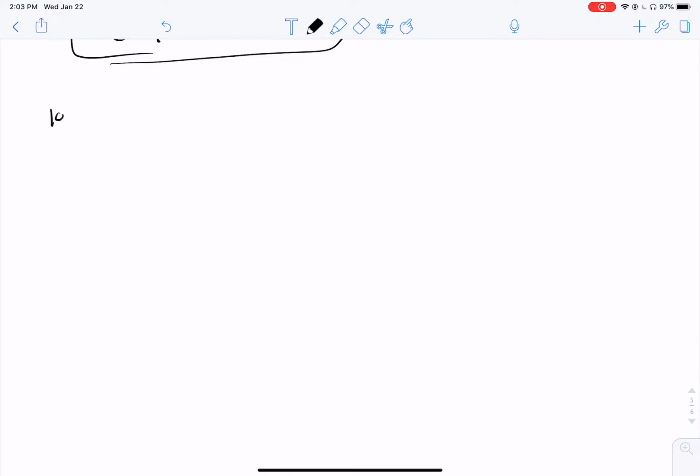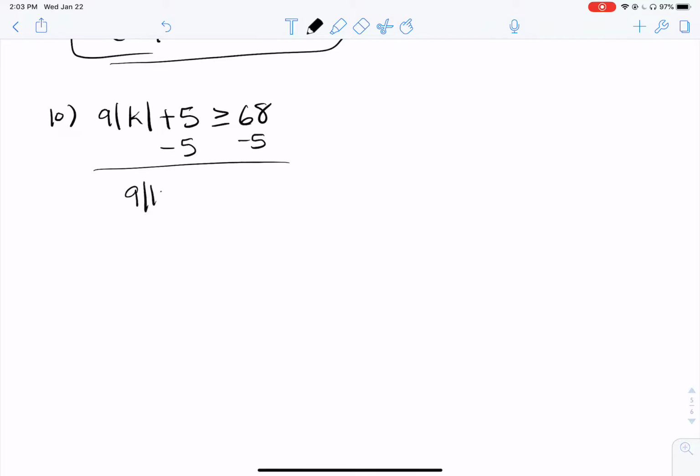Number 10. So 9 absolute value of k plus 5 is greater than or equal to 68. So we subtract 5 from both sides, and 9 times the absolute value of k would be greater than or equal to, again, 63. We divide by 9, and the absolute value of k is greater than or equal to 7.